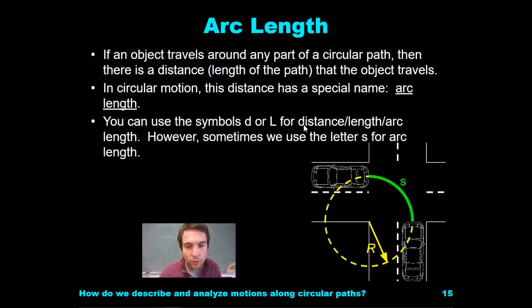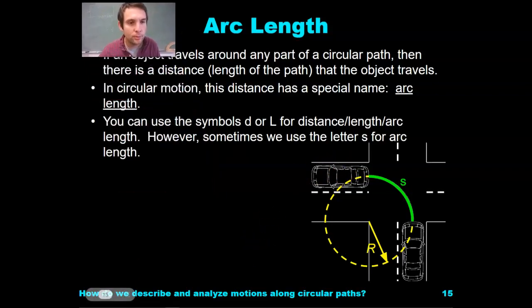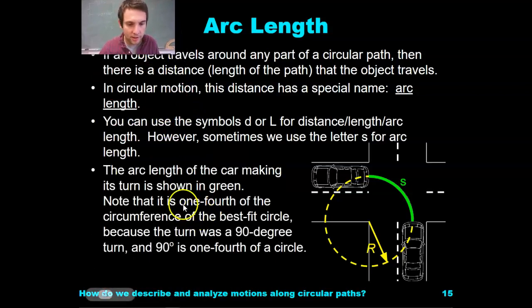You can use the symbol D or capital L for distance, length, arc length. However, sometimes we use the letter S for arc length. Maybe that rings a bell for the equation that you memorized in your geometry class. The arc length of the car making its turn is shown in green. Note that it is 1/4 of the circumference of the best fit circle, because the turn was a 90-degree turn, and 90 degrees is 1/4 of a circle.